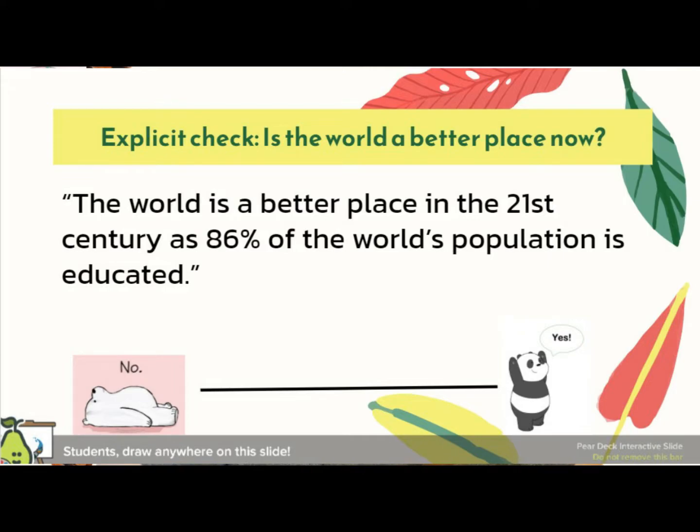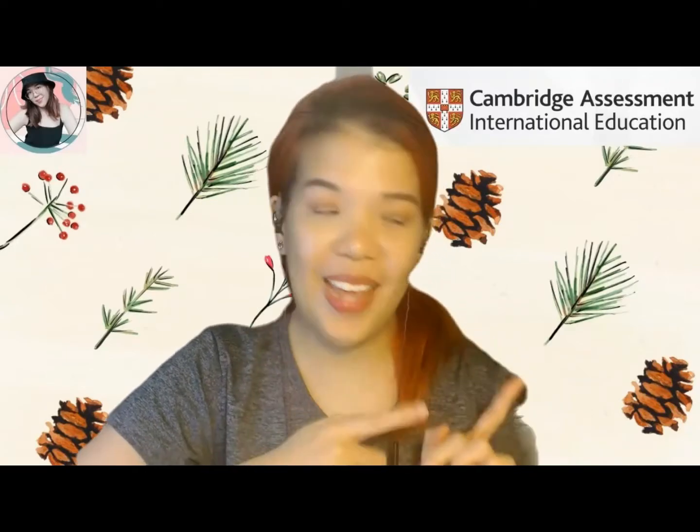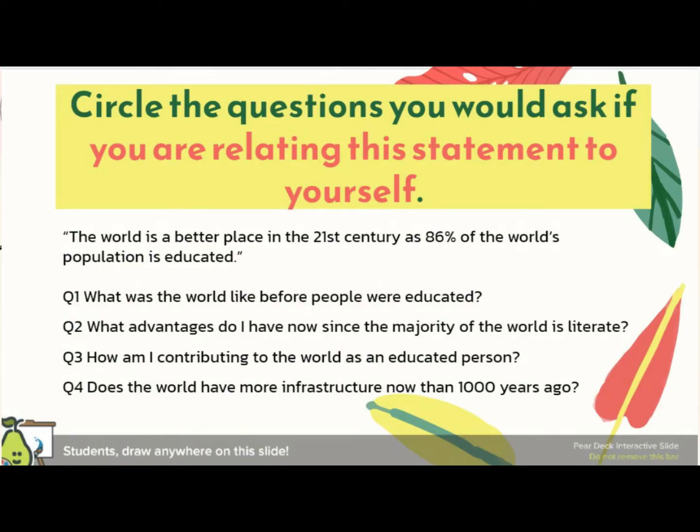You have 30 seconds to answer. Pause the video and play again when you are ready to answer. If you answered yes, then good job. Next, let's identify the implicit meaning of the same statement. Firstly, read the statement and circle the questions you would ask if you are relating the statement to yourself.